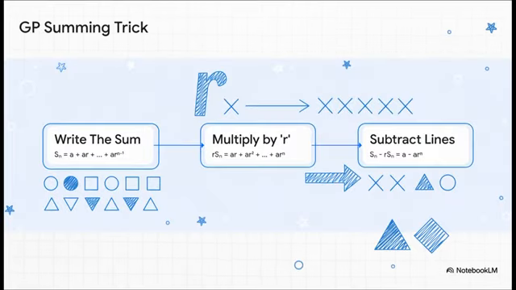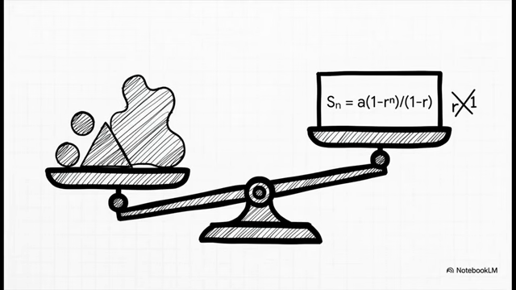So how do you add these things up? Well, it takes a different trick, but it's just as slick. You write out the sum. Then you create a second version by multiplying that entire sum by R. Now subtract that new line from the original one. And just like magic, almost everything in the middle just cancels out. All you're left with is the very first part and the very last part. And that little algebraic maneuver gives us this formula.